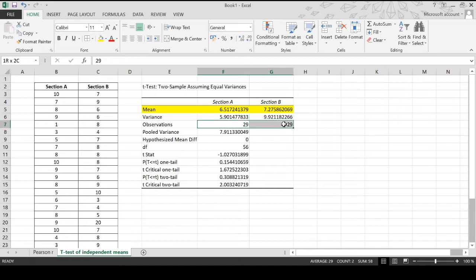So we have 29 observations, and observations is actually your sample size. If your teacher asks you what the sample size of your data is, you can answer 29 times 2 because you have two groups, so that's actually 58. We have pooled variance here and degrees of freedom. Let me explain how degrees of freedom was computed. That is n sub 1 plus n sub 2 minus 2, so 29 plus 29 is 58, minus 2.